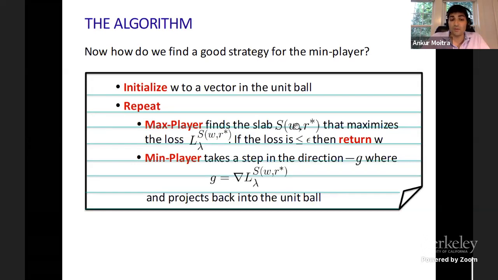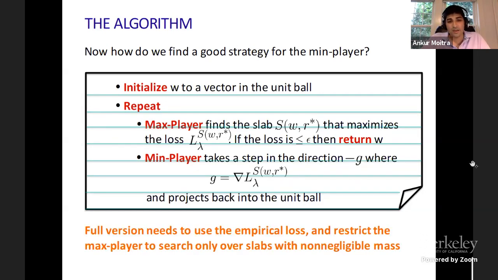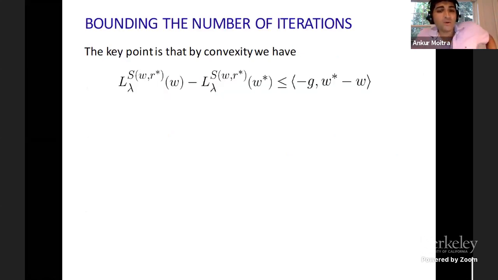What happens if the max player does well? He finds a slab in which the loss is actually quite large. Well, we want to learn from that loss. In fact, we're going to exploit the convexity of the loss function: we just take its gradient and take a step opposite to the gradient, and project back into the unit ball because we care about a unit vector W. Now, in the real version, you have to care about a lot of details like sample complexity bounds, using the empirical loss and what have you. Doesn't really matter. Those things do work out. But the key point in why this type of thing converges in a small number of steps is that the leaky ReLU loss, remember, is convex as a function of W.